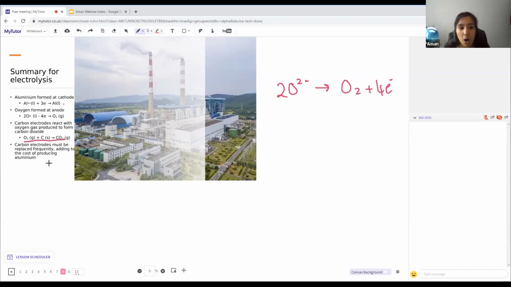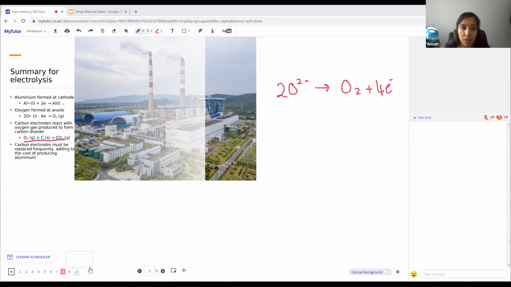And then finally, the carbon electrodes must be replaced frequently, adding to the cost of producing aluminium. And that's because that carbon dioxide burns away those electrodes. And so it is harmful for the environment, yes, but we need aluminium. And so this is kind of one of the only ways we can produce aluminium. So that's why we do the electrolysis process. And we try and reduce costs and energy as much as possible. That's why we dissolve it in cryolite. Okay, brilliant. So that's all about the electrolysis and extraction of aluminium.